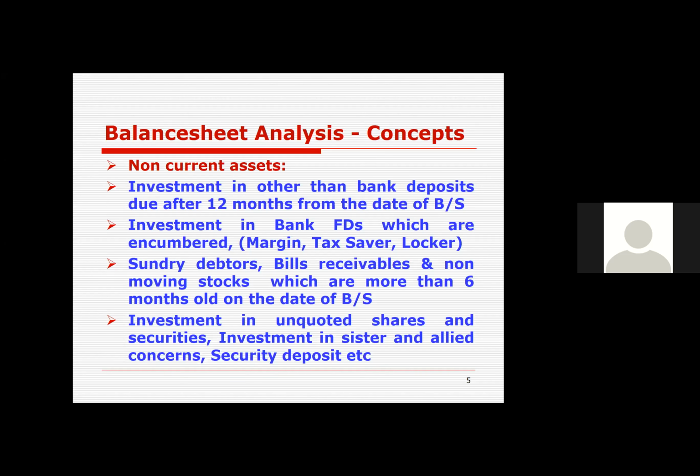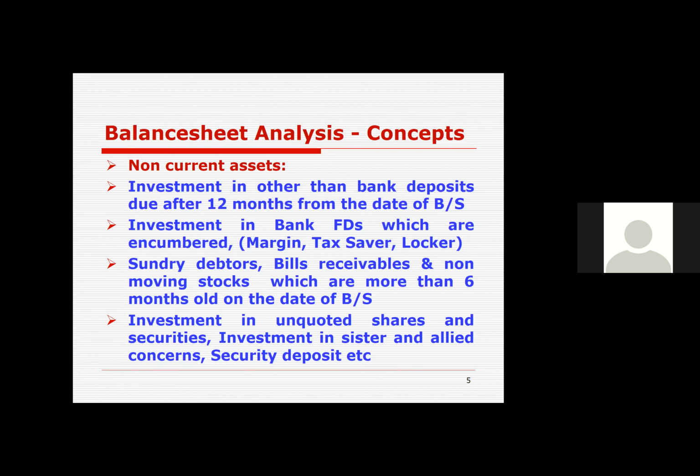Then under non-current assets, there is investment made in various items, which the firm will realize after 12 months from the date of the balance sheet, other than bank deposits. On the other hand, if the bank deposit is encumbered to something, that will also be brought under non-current asset. Similarly, the sundry debtors, bills receivable, non-moving stocks and raw materials which are more than 6 months old on the date of the balance sheet also have to be classified under non-current assets.